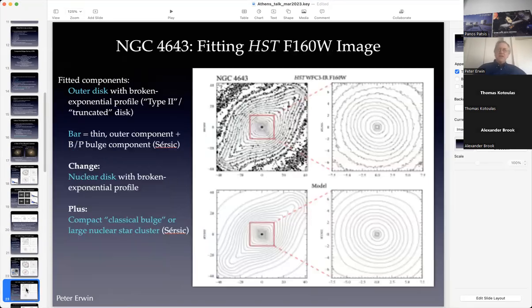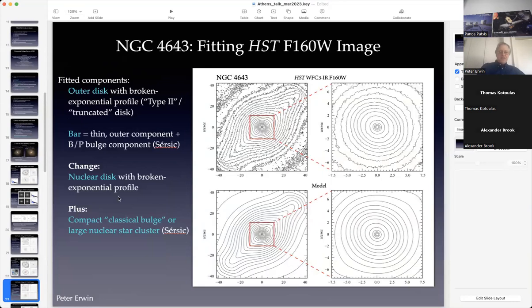Now let's zoom in and look at the HST data for this galaxy. So again, data on the top panels, model in the bottom panels. So we have the same outer disk model, we have the same bar model.